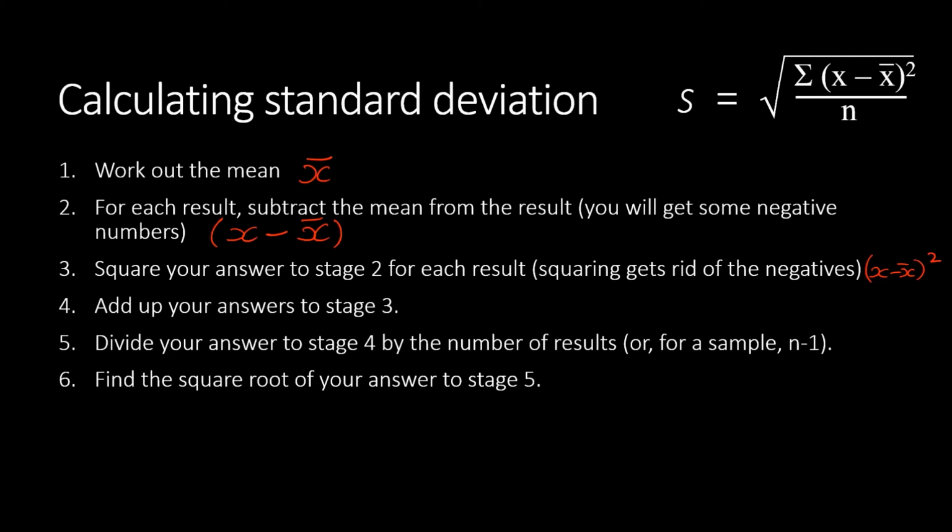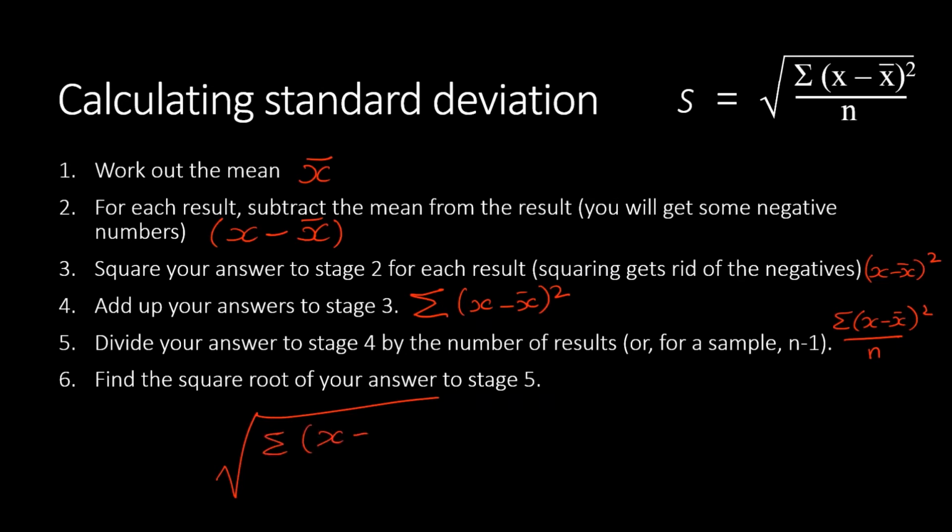Then you add up your answers to stage 3, because you will have got an answer for stage 3 for each reading. So that's the sum of x minus x bar squared. Then you divide your answer from number 4 by the number of results. That gives you the sum of x minus x bar squared over n. And then lastly, to complete the formula, you take the square root of that answer. That gives you the square root of the sum of x minus x bar squared over n. Okay.